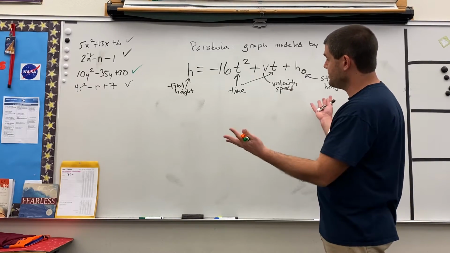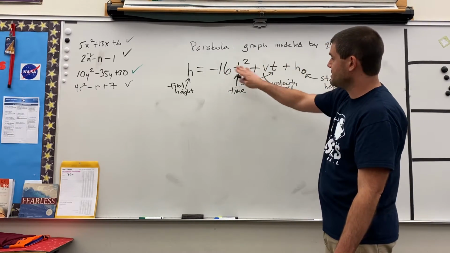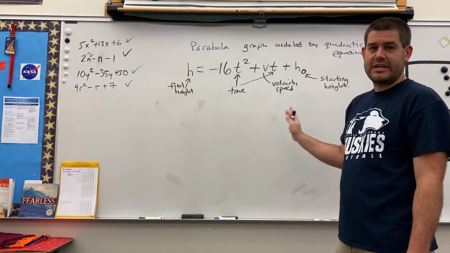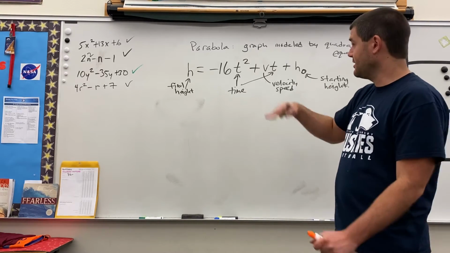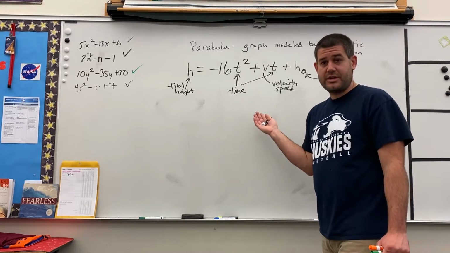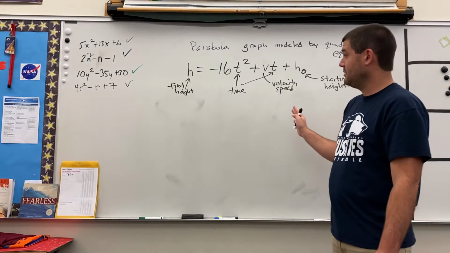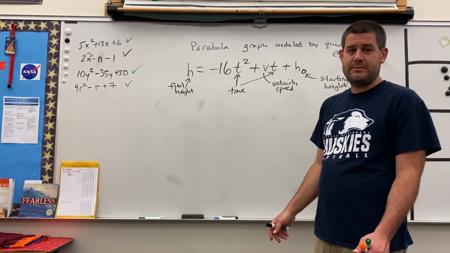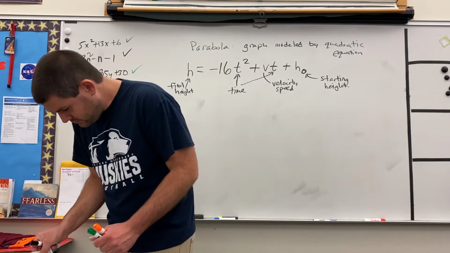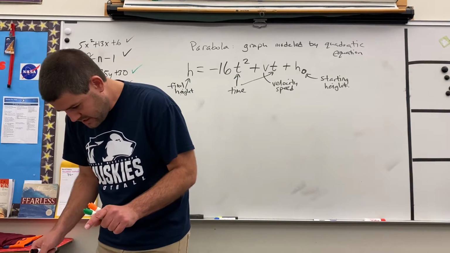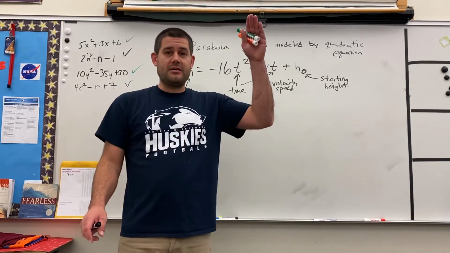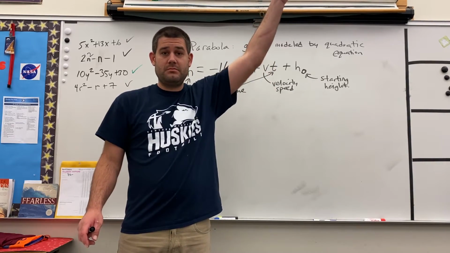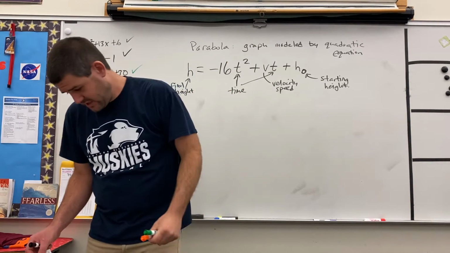Okay, so here's the equation. All of this stuff, the 16, it takes into account gravity. We're not going to go into how they created this equation. You can look that up if you'd like, but it does take into account gravity, because if you just shoot something up in the air, without gravity, it would just keep going. But we have gravity because we live here on Earth.